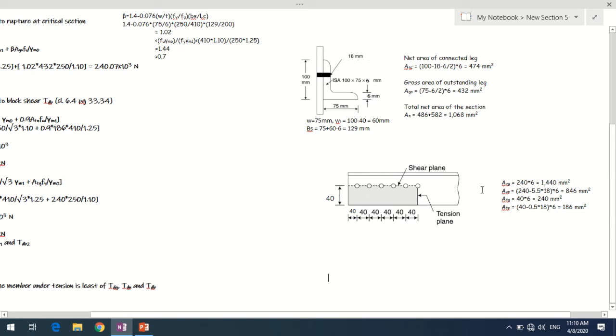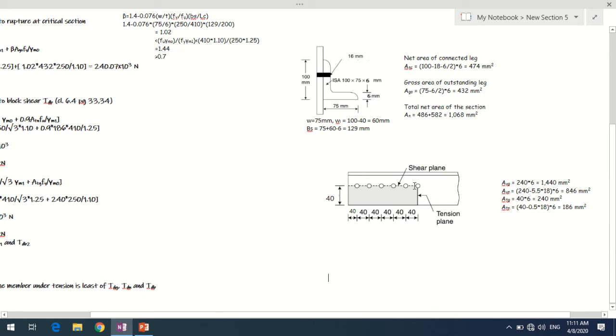Now Avn, here we need to make the deduction for bolt holes. What we come across is 1, 2, 3, 4, 5 and a half bolt holes over here. So 240, the same length of the line along the shearing plane, minus 5.5 bolt holes. Bolt holes are of 18 mm diameter, so minus 5.5 into 18, multiplied by the thickness of the angle. So that comes out to be 846 mm square. This is the net area along the shearing plane.